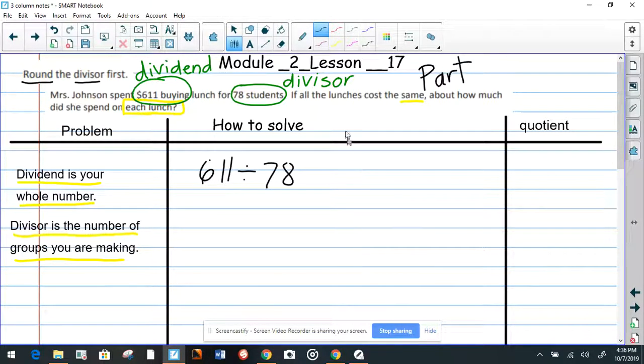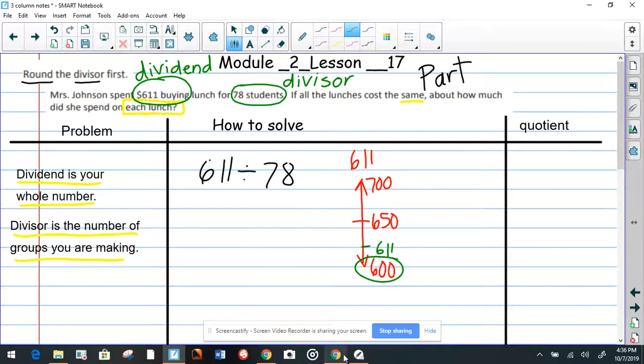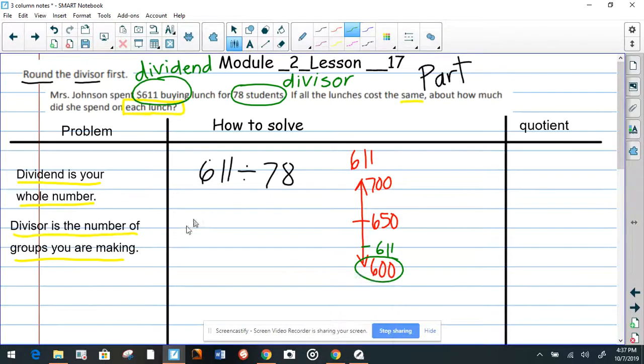Let's start with our rounding. So we're rounding 611. And 611 is between 600 and 700. And the midpoint is 650. And the number 611 is close to 600. So we're going to round the number to 600. So now we're going to write this. It's going to be 600 now. We rounded 611 to that number.